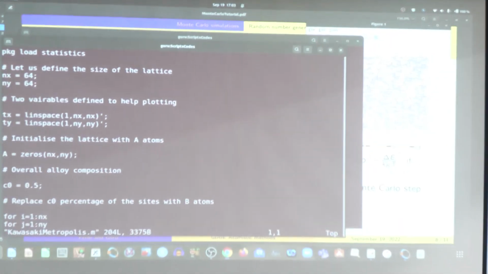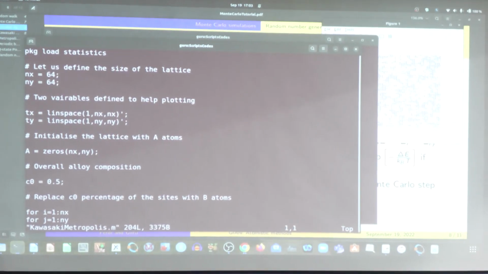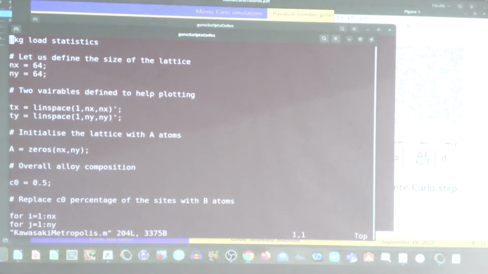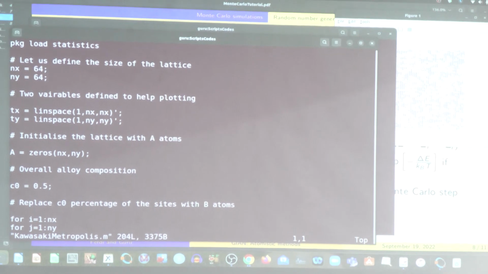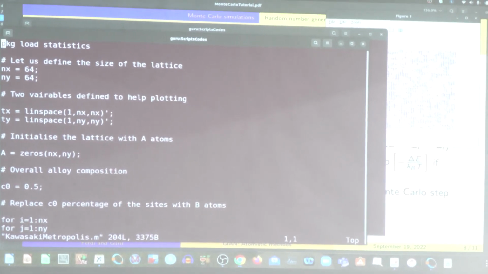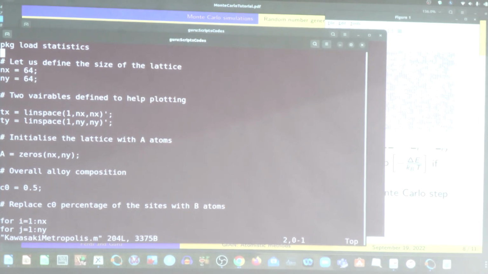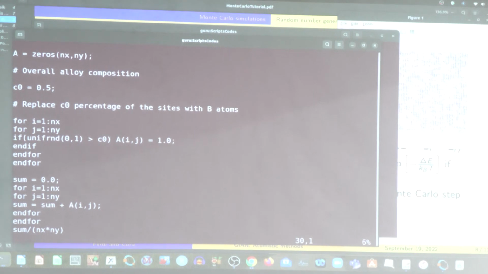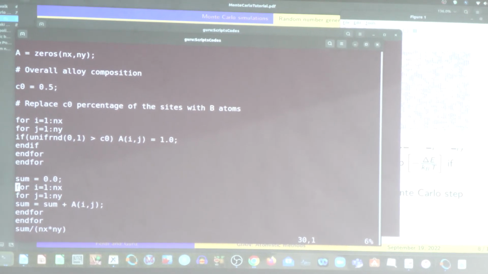You can check that also, you have the code. So, let me just run through. I think my other visualization is much better, this is not coming out great. This is also better code, as you can see, documented. So, define the size of the lattice, define 2 variables for help in plotting, and initialize the lattice with A atoms, and overall alloy composition is determined. Remember, this is Kawasaki, so replace C0 percentage of sites with B atoms.